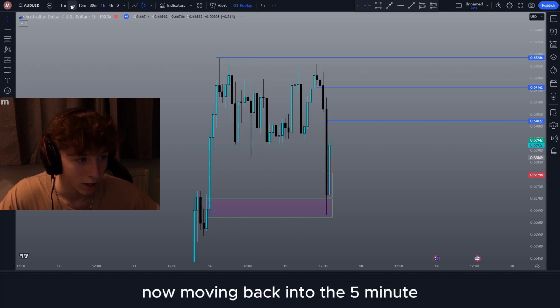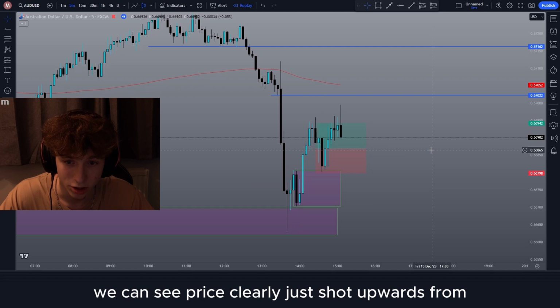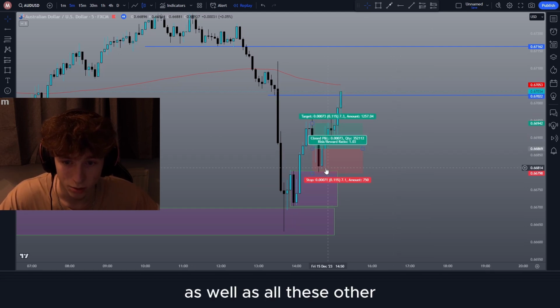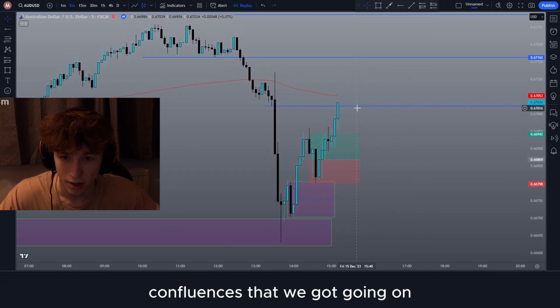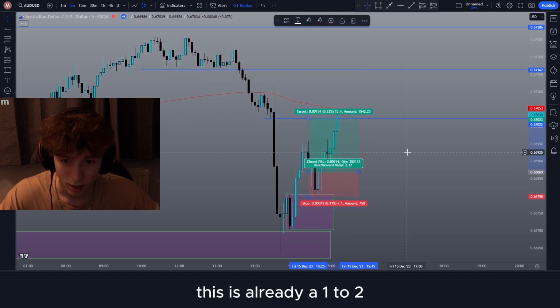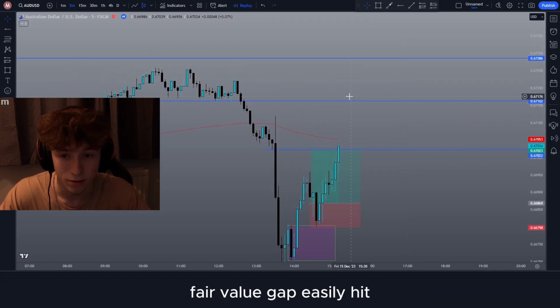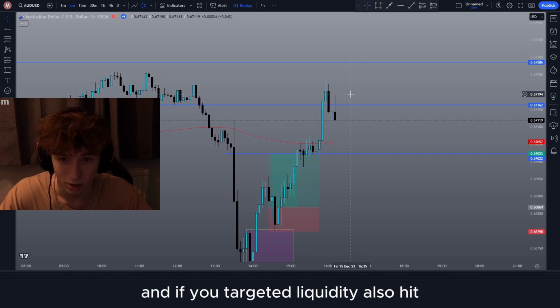Now moving back into the 5 minute, we can see price clearly just shot upwards from the 1 hour demand zone, as well as all these other confluences we've got going on. Now TP1 already would have been hit. This is already a 1-to-2. If you targeted the 1 hour fair value gap, easily hit. And if you target the liquidity, also hit.